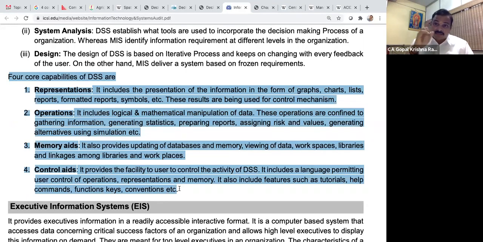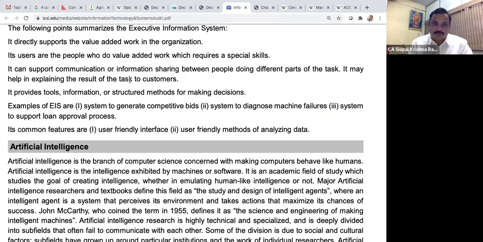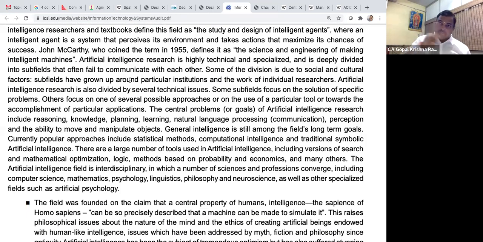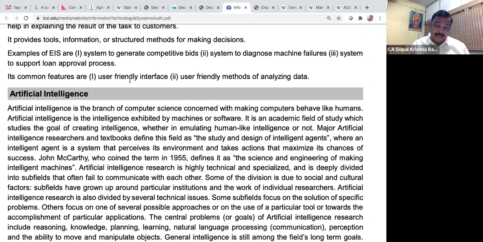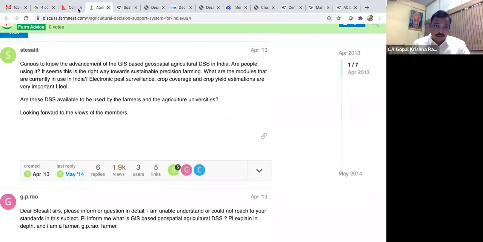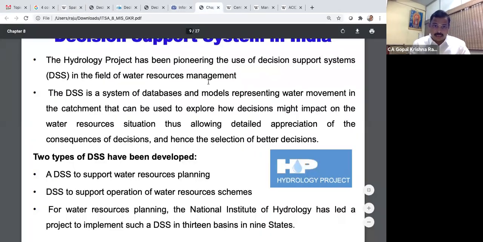Next, I'm taking you to AI and expert systems. Guys, this is very important. Before I go to expert systems, artificial learning, and executive support systems, you should know the fundamental difference. Now, I'll show you some interesting examples. Look at this, guys.